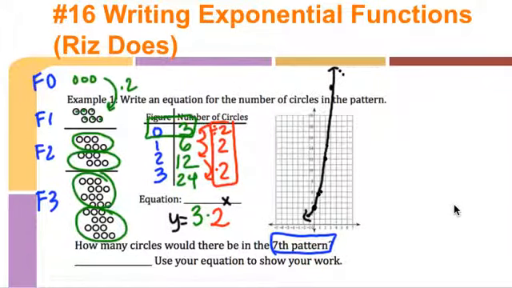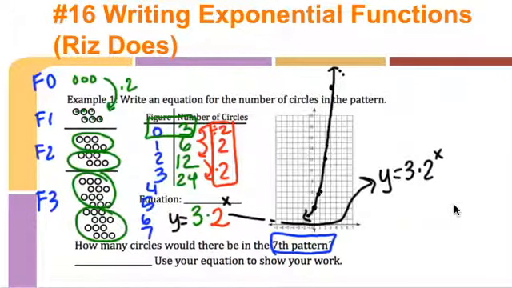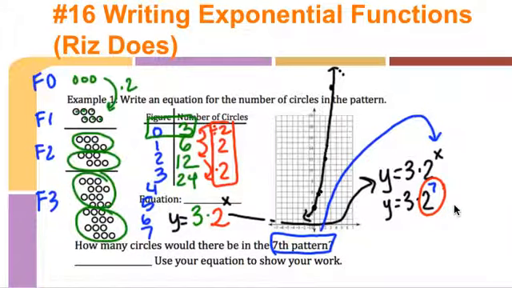Okay, so that means if I kept going here, 4, 5, 6, 7, what would that number be? Now you could just keep multiplying by 2, or you could use this equation. So if you use this equation, y equals 3 times 2 to the x, instead of the x, you can put 7. So y equals 3 times 2 to the 7th power. Now be careful here. You want to make sure to follow order of operations. So you want to do the exponent first and then multiply it by 3.